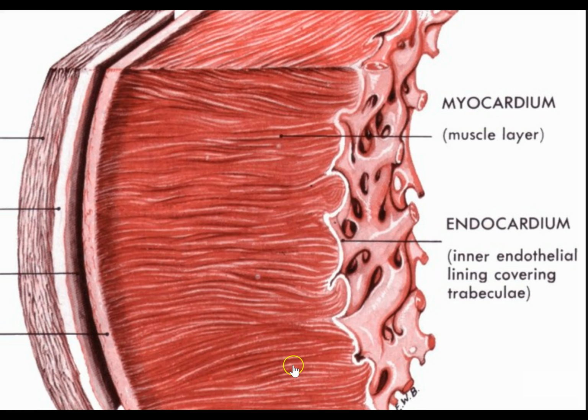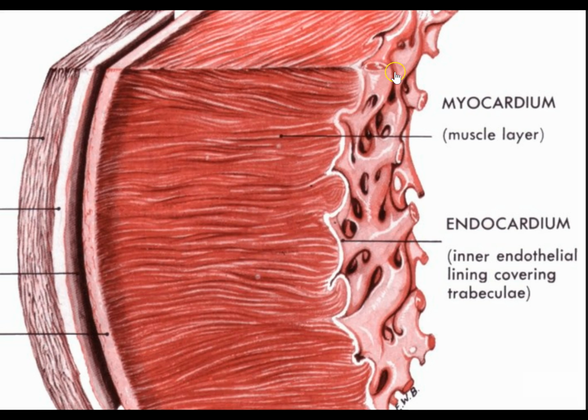If you look at this picture, you have the pericardium out here, and you're going to have a little bit of space where you have your fluid that's going to help keep the friction to a minimum. Then you have your epicardium, which is the outermost layer of the actual heart. And then this thick layer here, this is the myocardium. So this is where you have all your muscle fibers that are going to contract in order to pump blood.